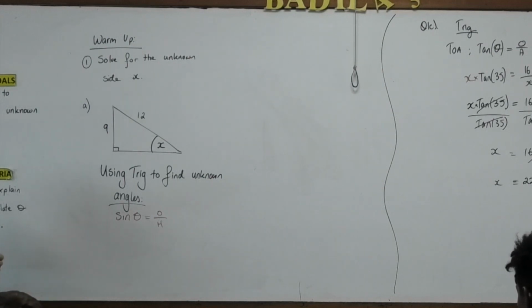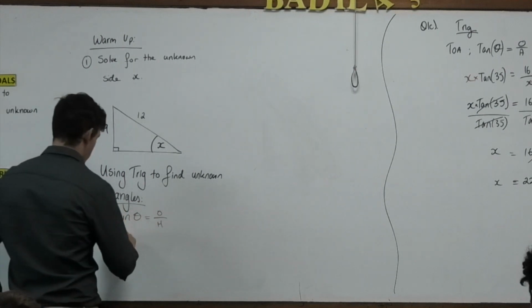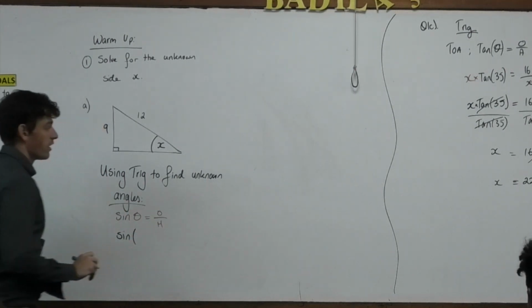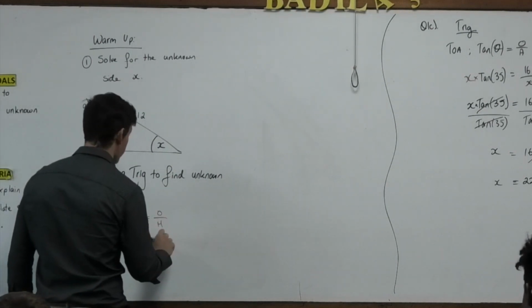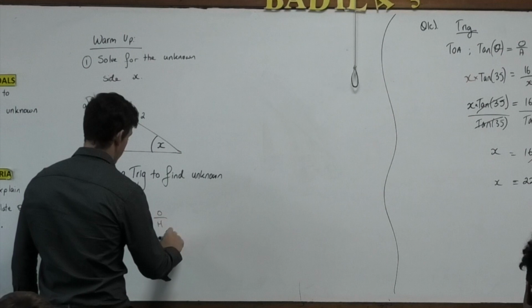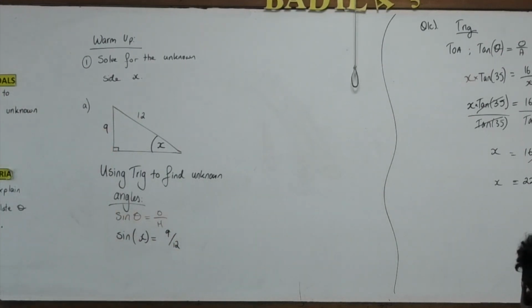Sub some values in. So, sine hasn't got a value, it's an operation. So I just write sine. Instead of writing theta, what should I write? X equals opposite, which is 9 divided by 12. Has anything changed about the process so far?